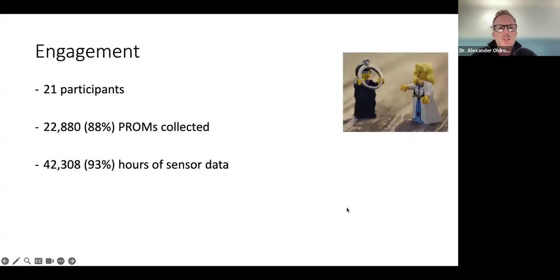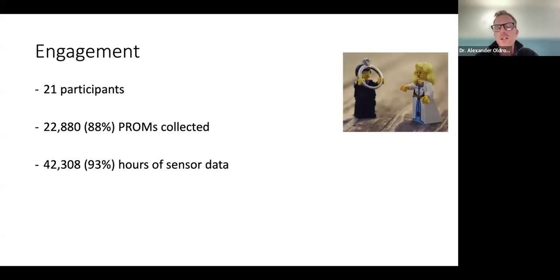So just to mention something about engagement. This is how well people actually engaged with the data collection. Over the 91-day period in 21 participants, we collected 22,880 patient-reported outcomes. This is huge. Normally in studies, we only collect this at the start and end of the study, but every day we were able to collect a huge amount of data, and 88% was completed, which was great. And then the sensor data, we collected 42,308 hours of sensor data, 93% completion, which was great.